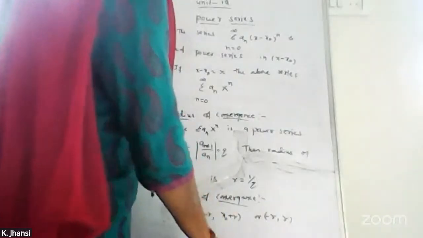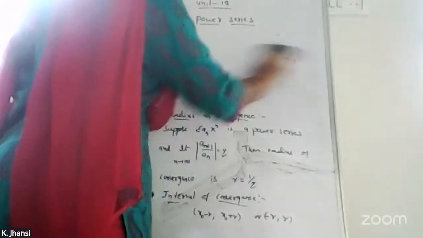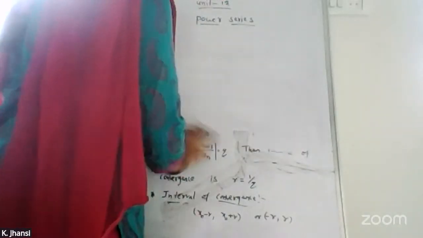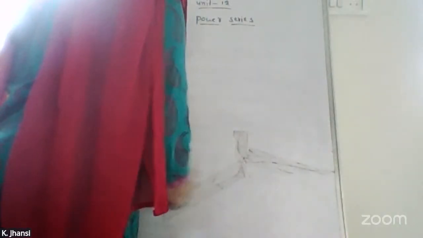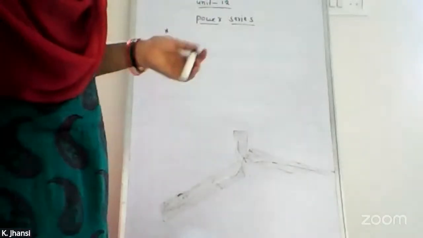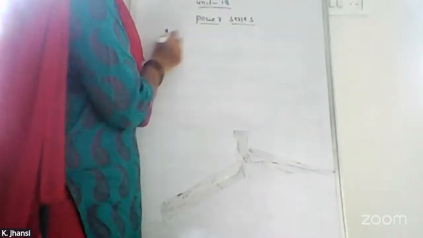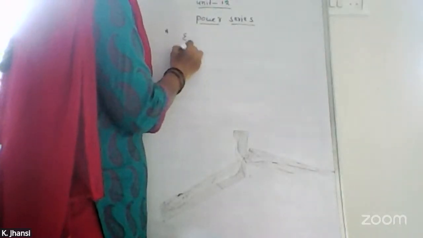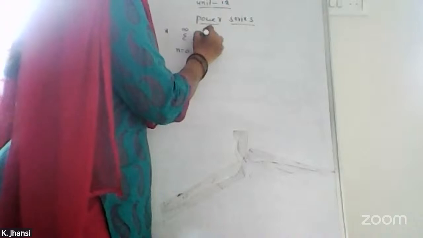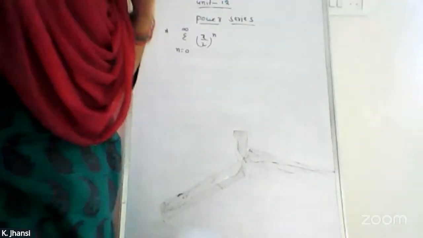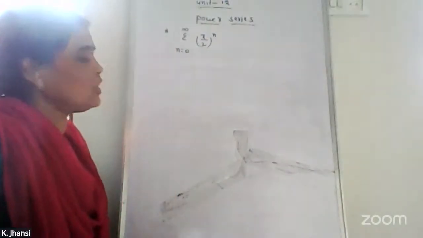So we'll see problem one here. The first problem is the summation n equals 0 to infinity of (x by 2) to the power of n. This is the given series we have.